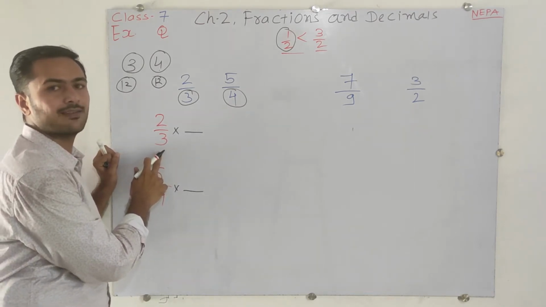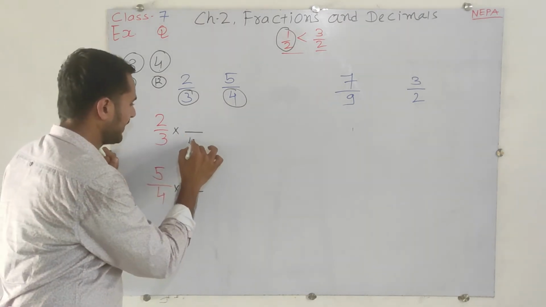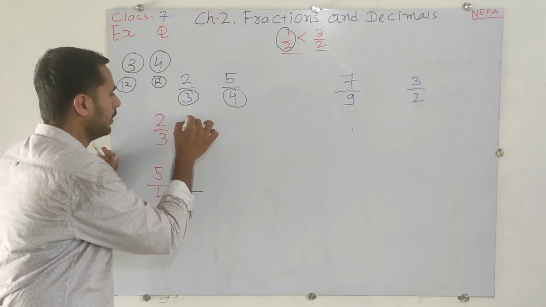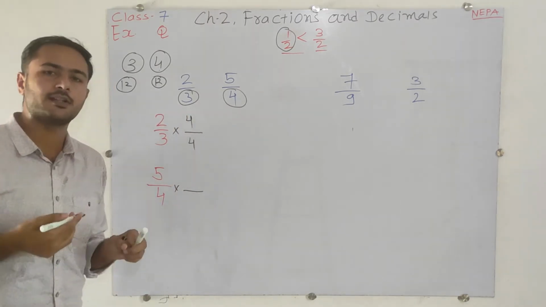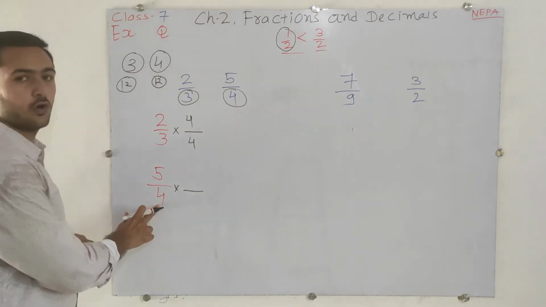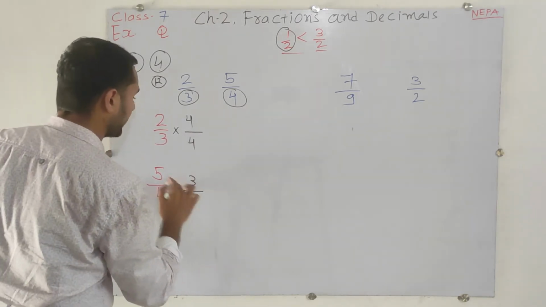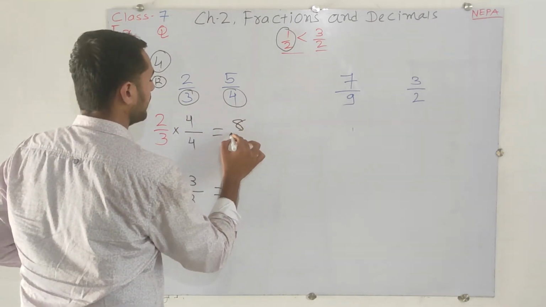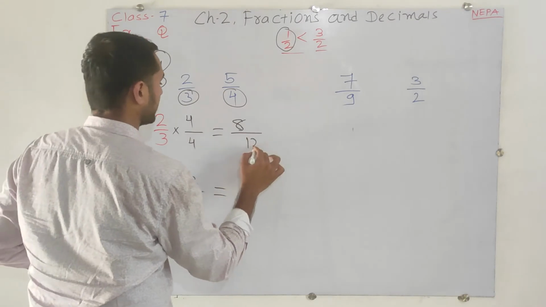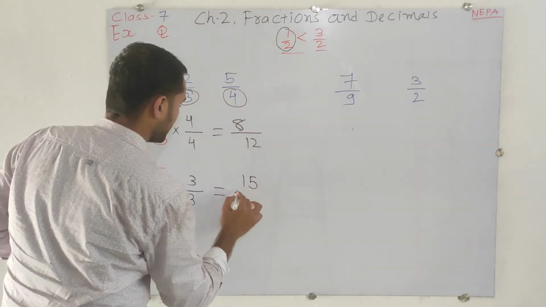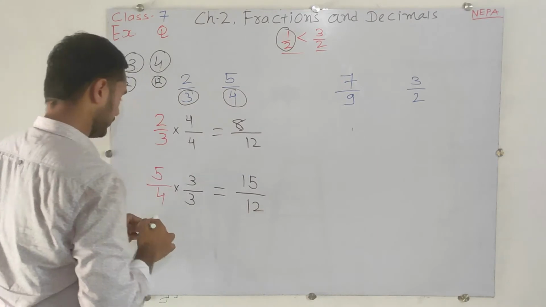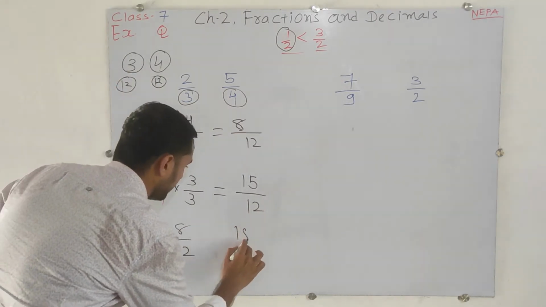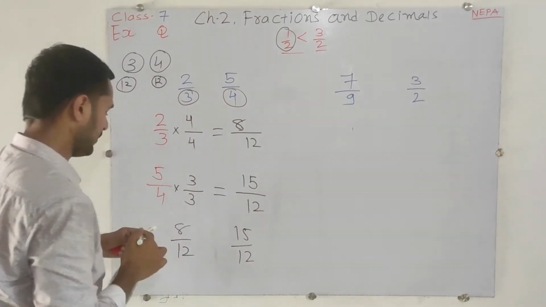Here the denominator is 3. If I want to make it 12, I have to multiply with 4. So here I will write 4. As I told you, by whichever number you are multiplying, you have to multiply the numerator and denominator with the same number. Here it is 4. So 4 3s are 12. So the answer will be 4 2s are 8 divided by 4 3s are 12. Here 5 3s are 15, divided by 4 3s are 12. So here we have the two numbers 8 by 12 and 15 by 12.